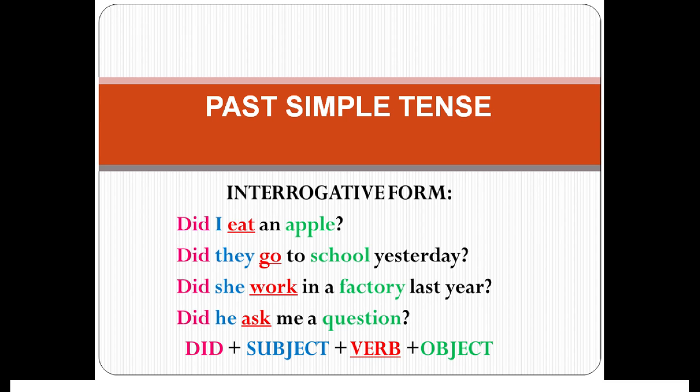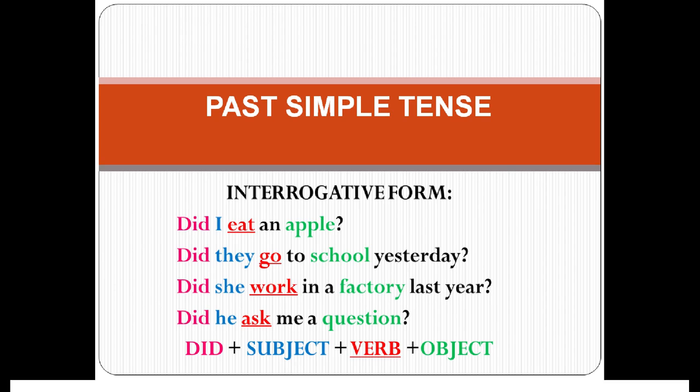Now we'll talk about question sentences, or as they call it, the interrogative form. People use the interrogative form when they want to ask if something happened in the past. For example, the question is, did I eat an apple? The answer would be, yes, I ate an apple. Same with the other examples.